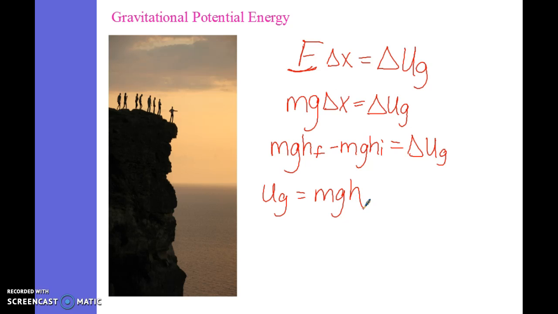Okay, so basically I changed delta x to hf minus hi, h being height of an object. g is our gravitational constant. mg is how we find the weight, which is the force dealing with gravitational potential energy. So Ug equals mgh is how we quantify our gravitational potential energy. Now, if an object has a height, it has gravitational potential energy. All right? Let's go on.